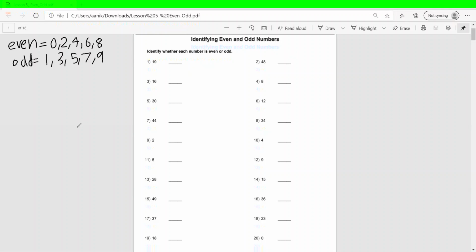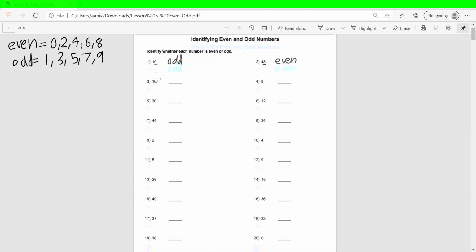So let's go see and identify which of these numbers are even or odd. Let's start off. We have to look at the last digit for each of these. Ignore the other digit, ignore the 1. We just have to look at the last one in the 1's place, which is a 9. Since it's a 9, it has to be odd. Let us look here. This 48 ends in an 8, so that means it must be even.